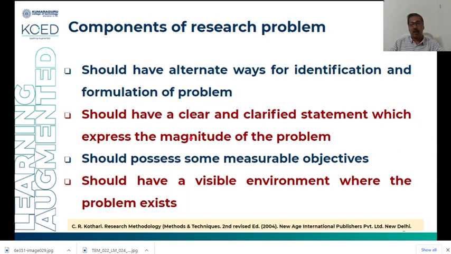Third thing, components. Now the list will go on. You can see the list is going on. Components of research problem. What are the components? It should have alternate ways for identification and formulation of a problem. I should have different ways to identify and formulate a research problem.